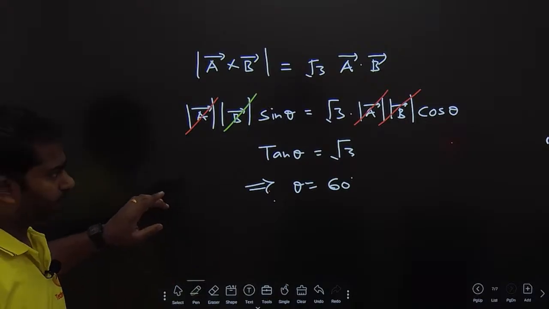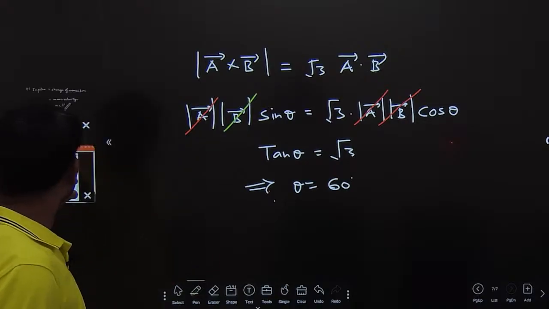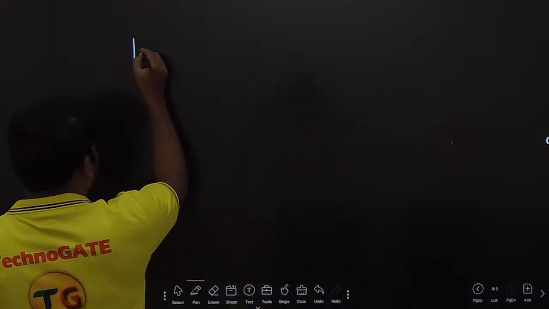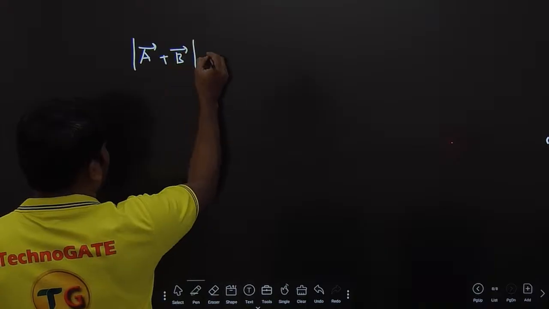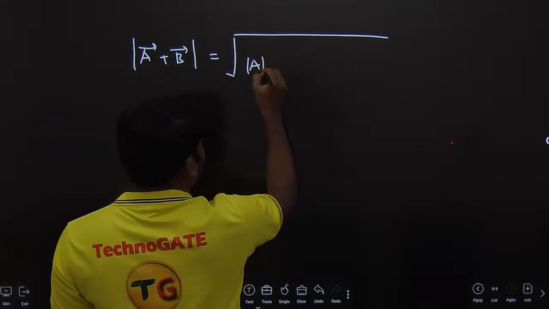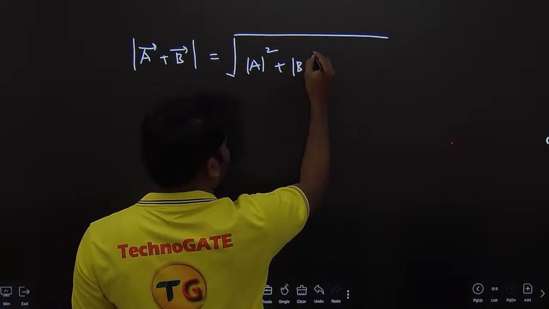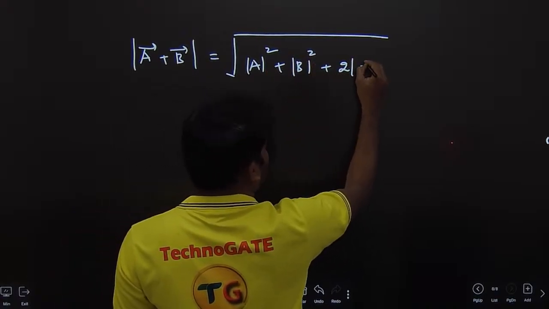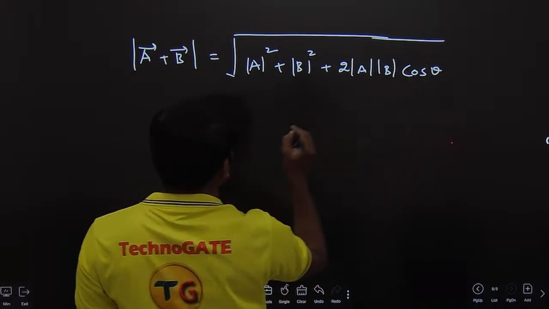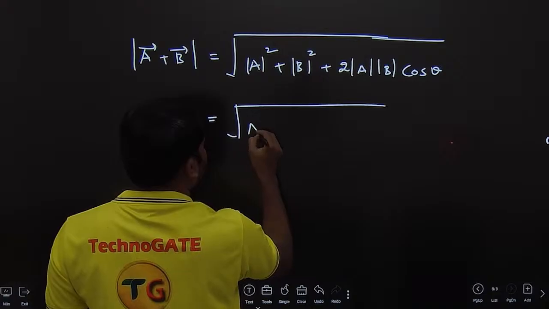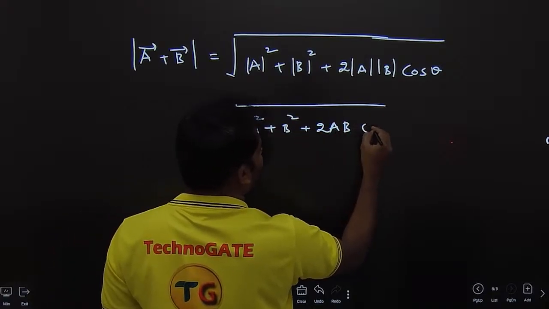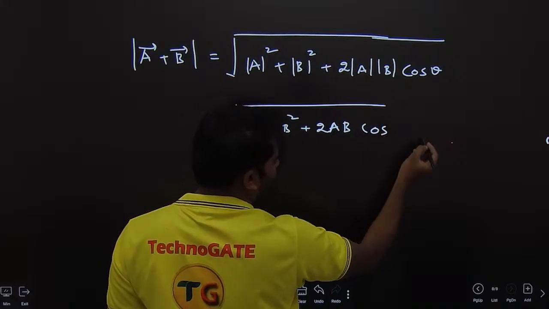Very simple thing. Now using this, we will get the answer for modulus of a plus b. What are they asking? They are asking to find modulus of a plus b, so this means what? We need to get the resultant, which is nothing but modulus of a square plus modulus of b square plus 2 modulus of a, modulus of b into cos theta. So let us substitute that value: square root of a square plus b square plus 2ab cos, how much here? The angle is equal to 60 degrees, right?